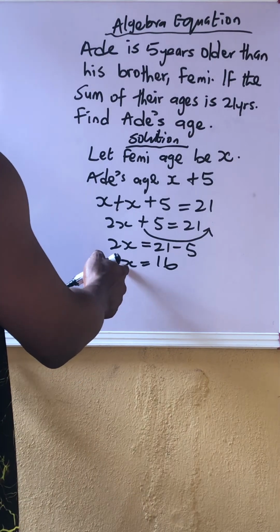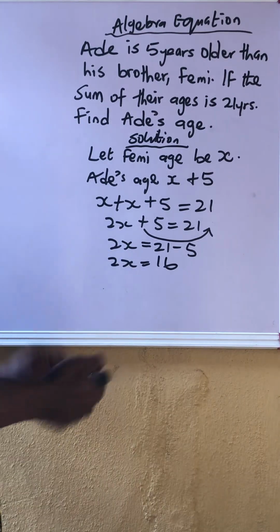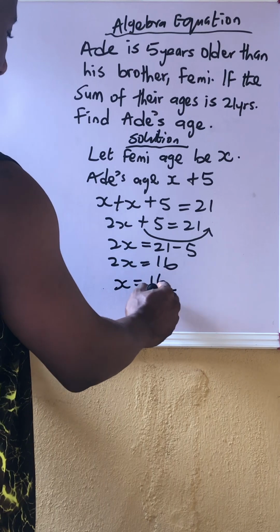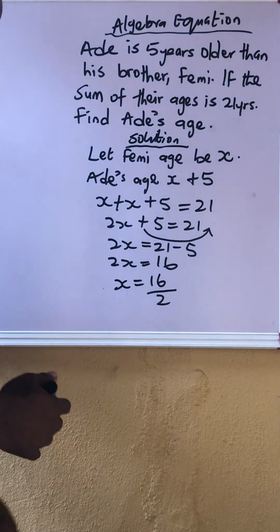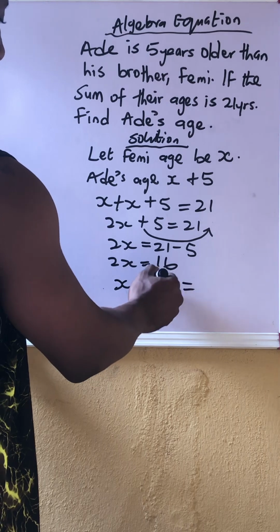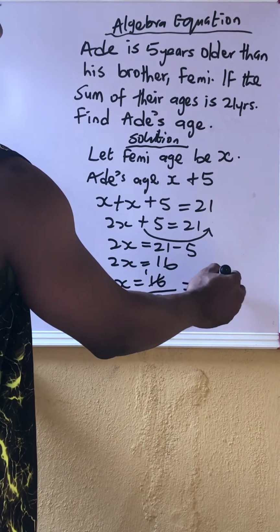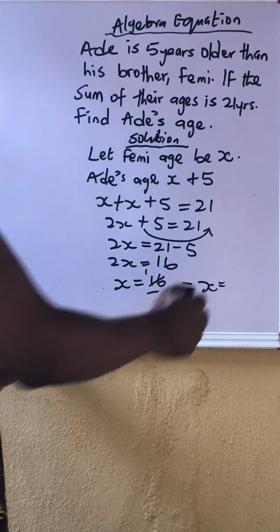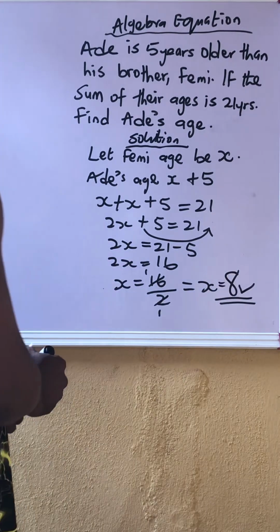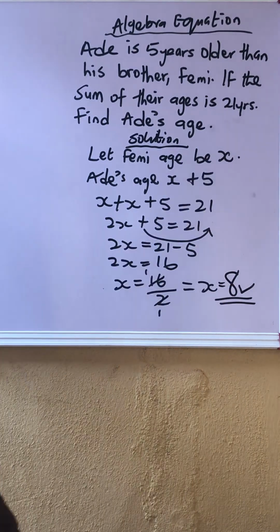So to make X stand on its own, because we want to make X the subject of the formula, what do we do? You say X equals 16 divided by what? 2. So our final answer will be what? 2 into 16 will give us what? 8. So our answer will be X equals what? 8. This is our final answer. So Ade's age is 8 years.